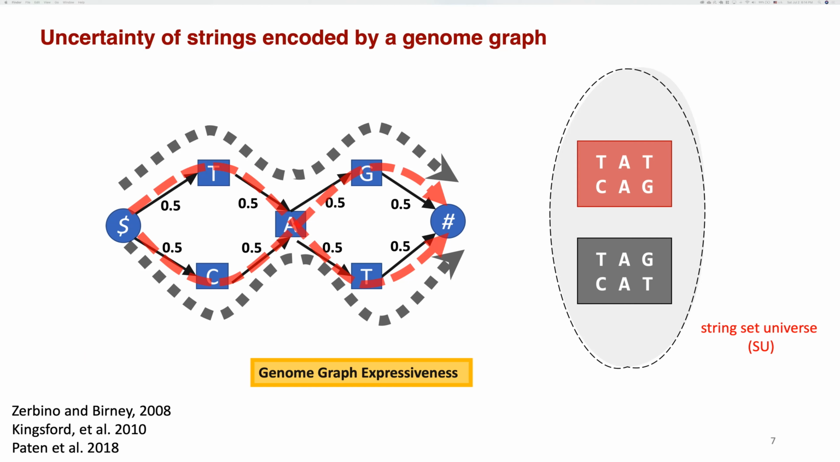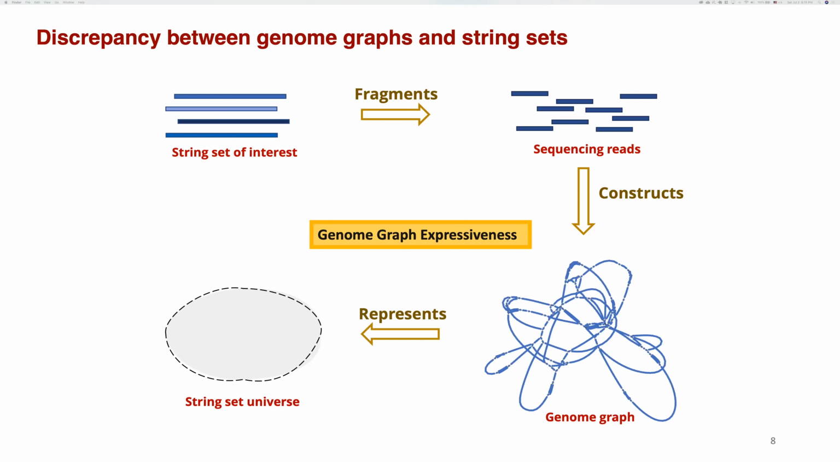The complexity of a genome graph, or its expressiveness, is studied in both the context of assembly graphs and pangenome graphs. Usually the bubble structures that you see, where edges branch out from a node and come into another node, represent variations among the genomes that are stored in the genome graph. So due to genome graph expressiveness, there is a discrepancy between the genome graph and the string set of interest.